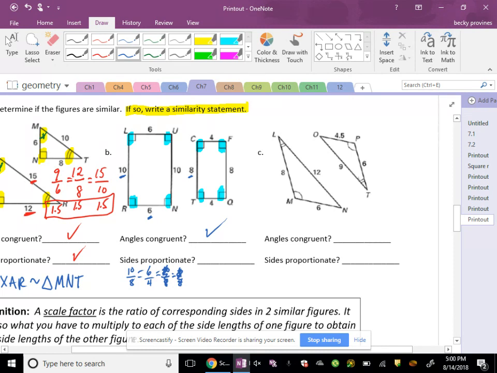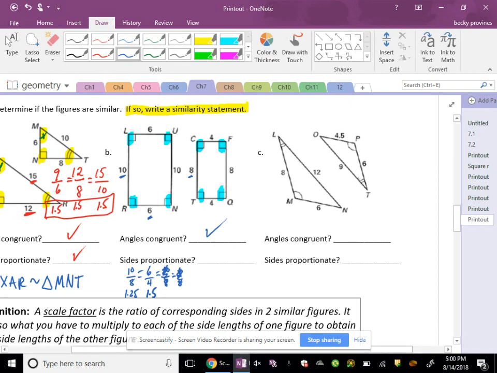So the moment of truth, let's divide these out and see if you get the same scale factor to see if they are proportional. So let's see. The first one I get 1.25 and the second one I get 1.5. So that means they're not exactly the same shape. One side's growing at a different rate than the other.